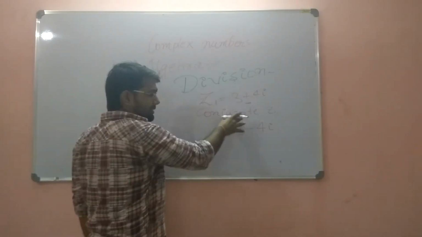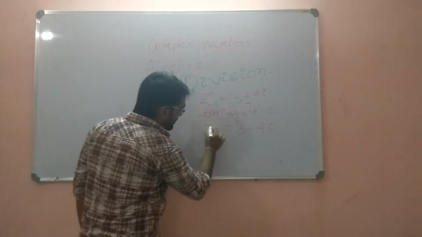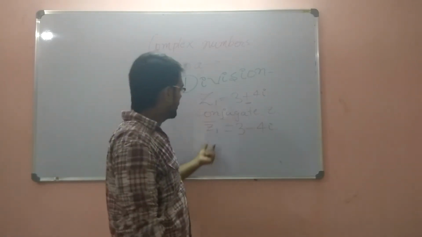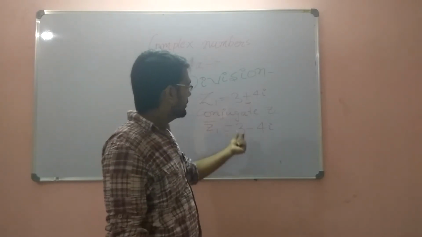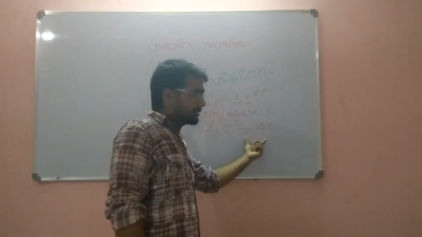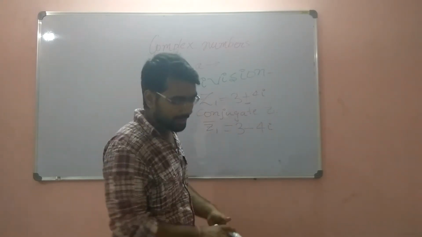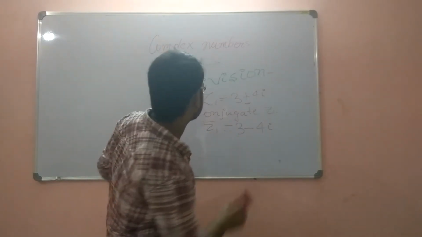So we represent this conjugate of z1 as z1 bar. The conjugate is this. We just simply change the sign here. Nothing else. Now we will look at division.